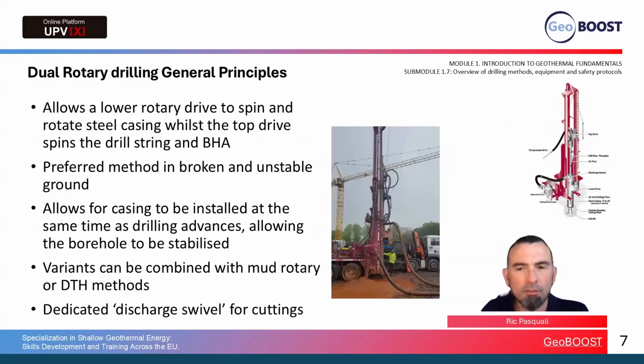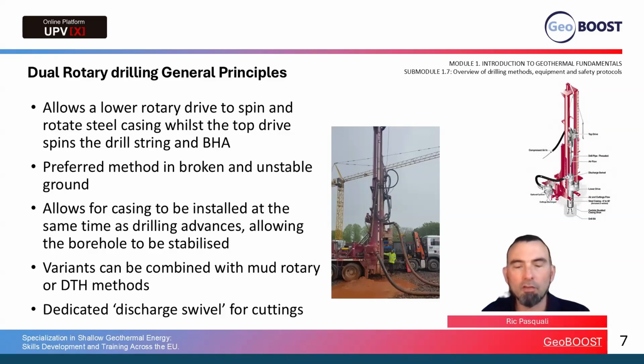The next method we want to cover is a variant of the method that we just discussed. It's called the dual rotary method, and it basically allows a lower rotating drive to spin steel casing at the same time as the drill string with the bit and the pipe on it. And the advantage of this is that it's a really useful method for implementing drilling operations in broken or unstable ground, because it allows metal casing to be installed simultaneously as the borehole is being drilled.